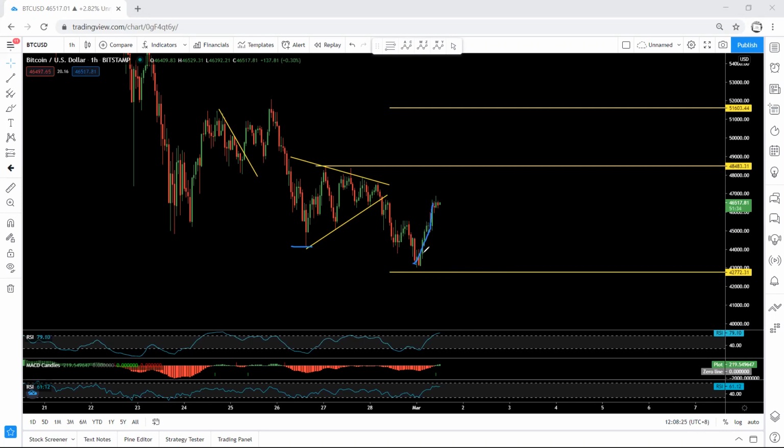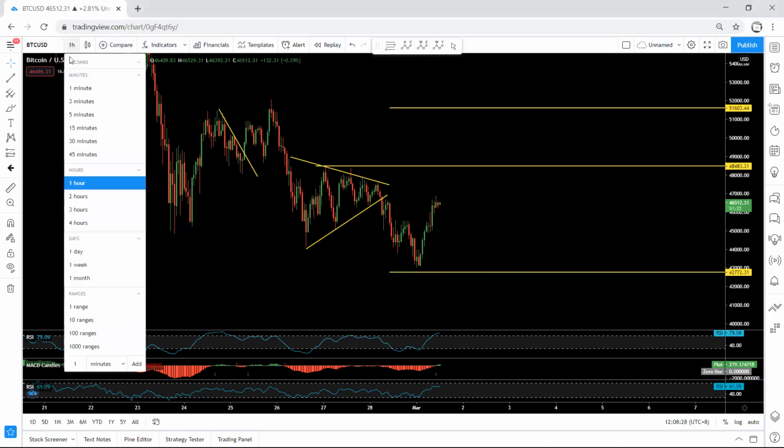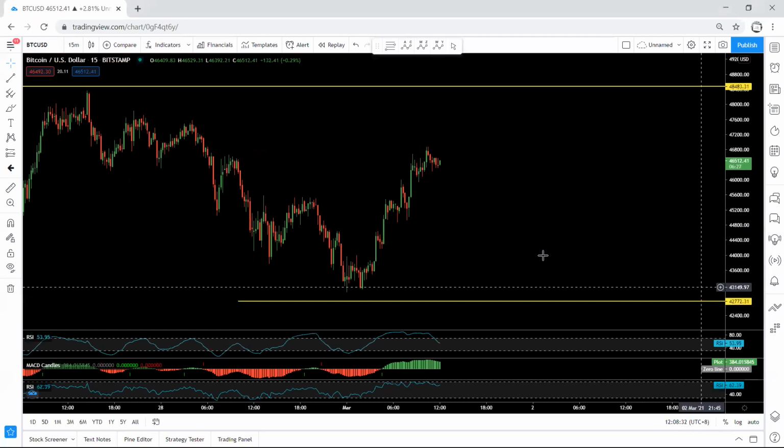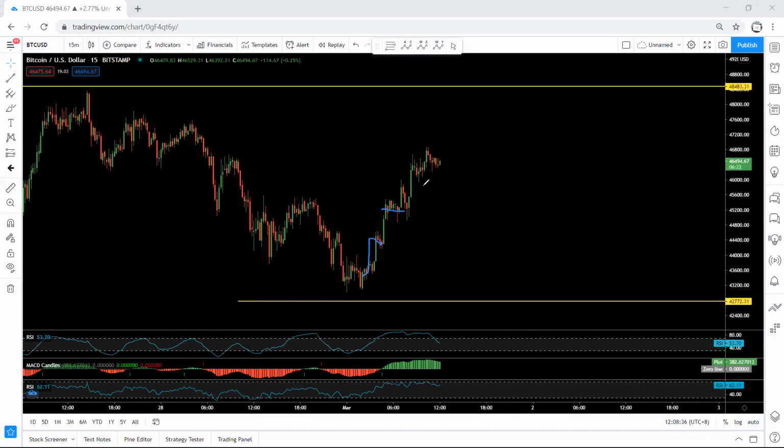But based on 1 hour chart, we didn't have any trade setup to look for buy. The only way was to look for buy to trade based on lower time frame, 15 minute. Now the thing is, how about this? Do we want to trade it?